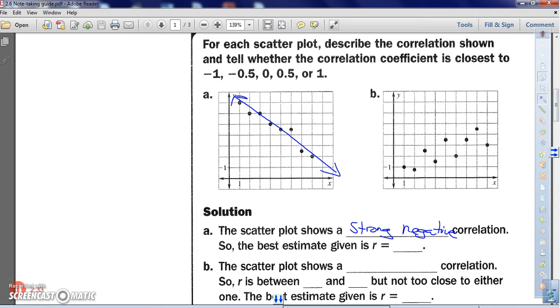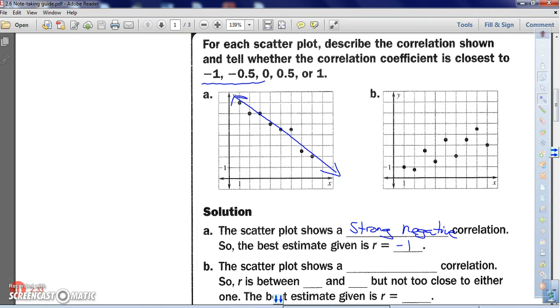So the best estimate for the value of R: since it goes downhill, it's going to be between 0 and -1. You know, -1 is a perfect line, but -0.5 is my only other option. And since those points are pretty close to the line, I would say it's closer to a perfect line than it is not. So I'm going to say that R is about -1 in that case. It's not exactly -1. It might be like -0.8 or -0.9, but it's closer to -1 than it is anything else.